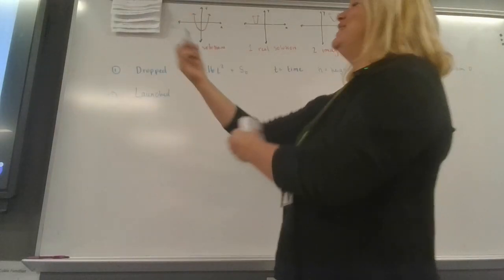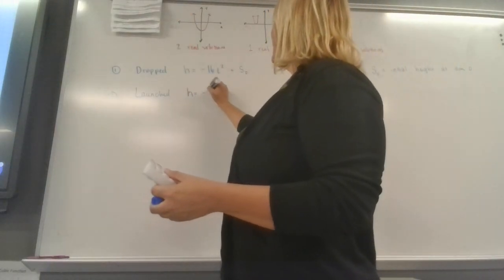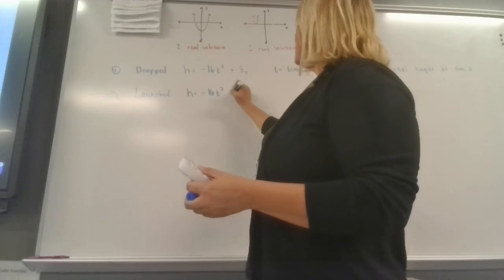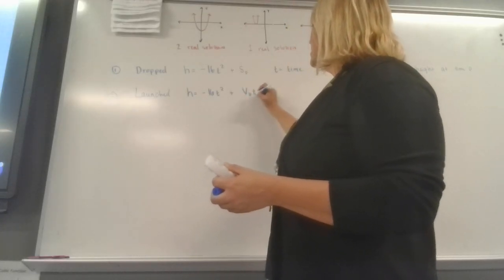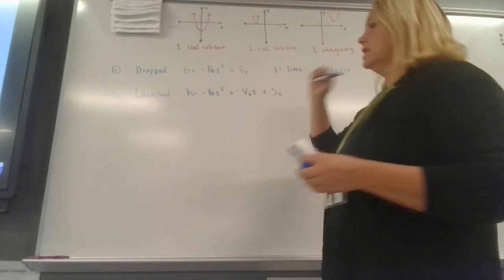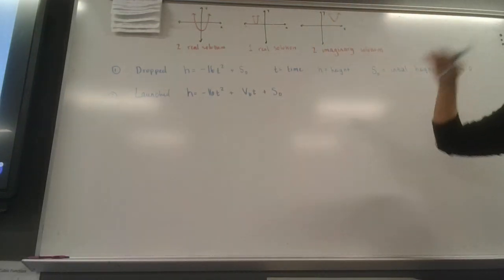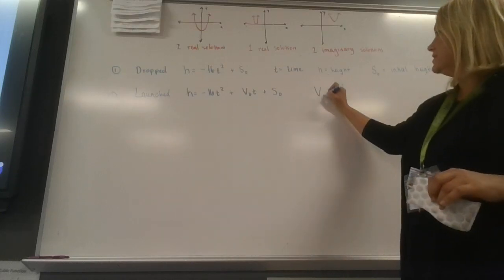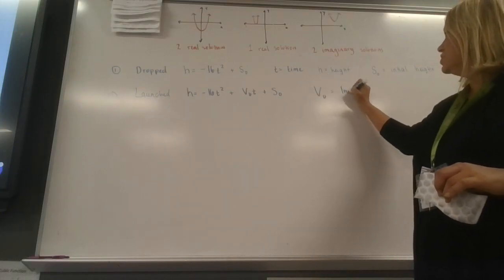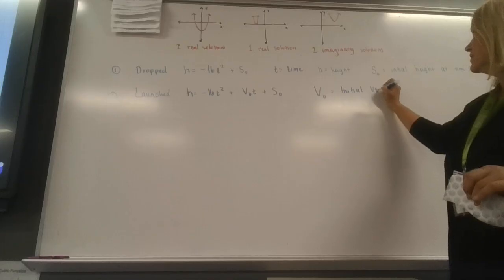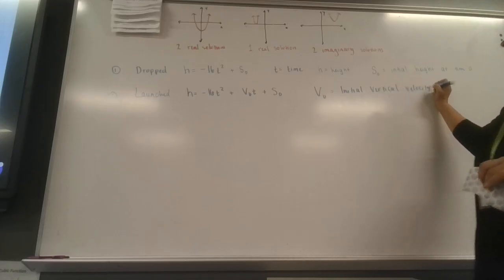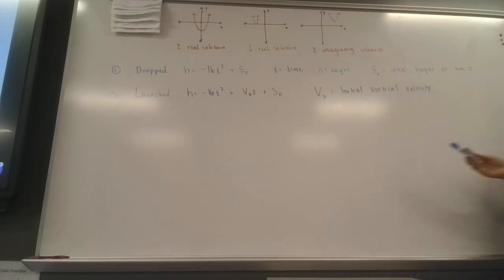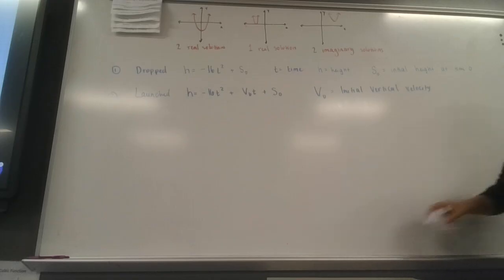Like a volleyball. Good. Okay, so for the launched object, negative 16t squared plus v0t plus s sub 0. So the only difference for the launched object formula is this v0, and that is the initial vertical velocity. So something dropped just has the pressure of gravity. Something launched has pressure acted upon it.